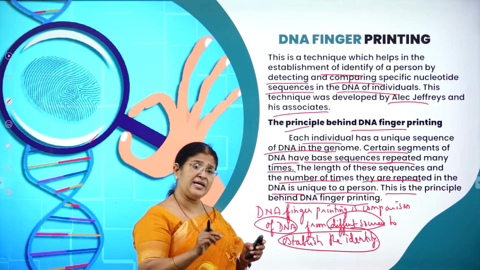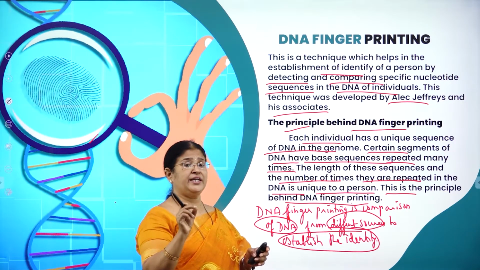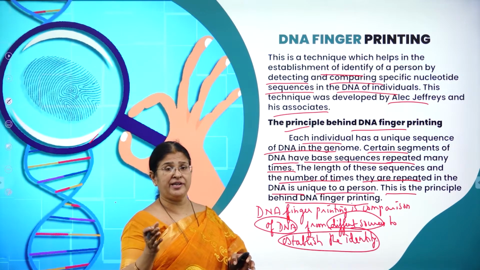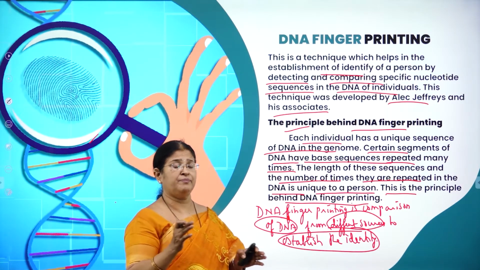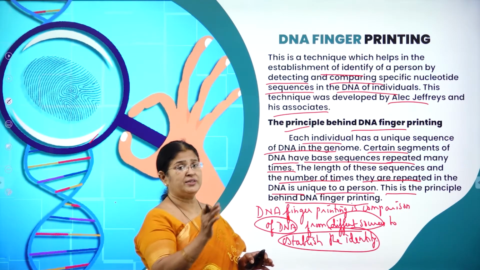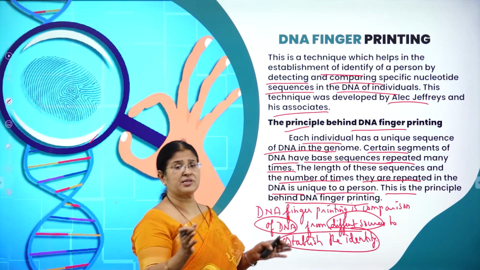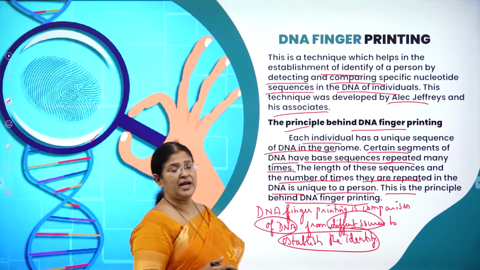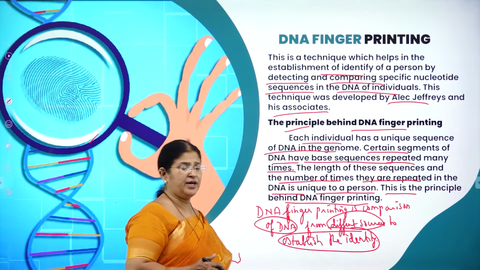So by analyzing the length of the sequence of the DNA and the number of times it is repeated, it is possible to identify the particular individual. For example, if somebody has committed a crime, that can also be solved by doing this comparative study of the DNA sequence. So this is the principle that is held behind this DNA fingerprinting.